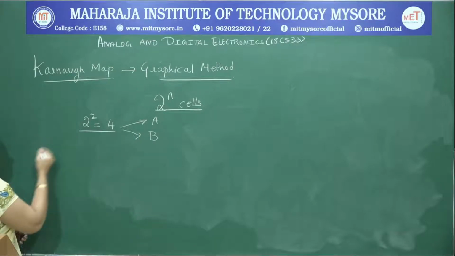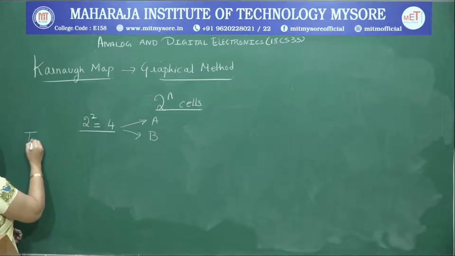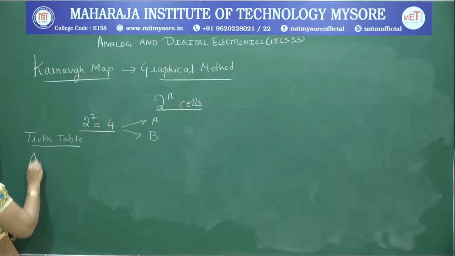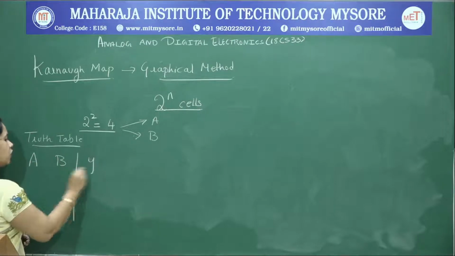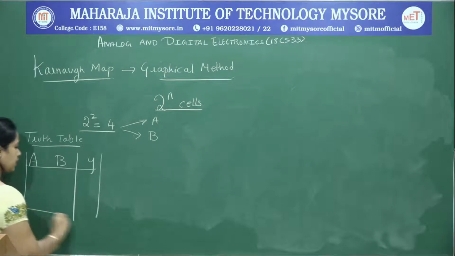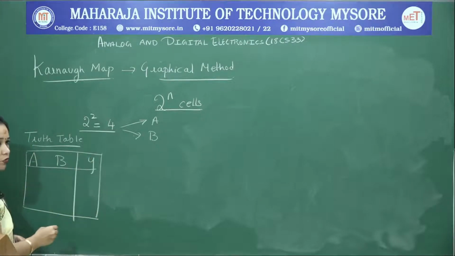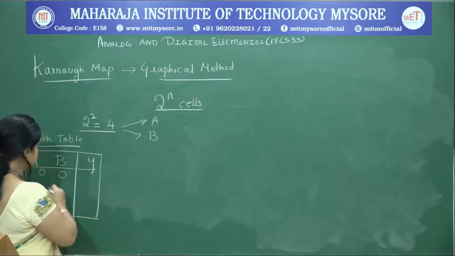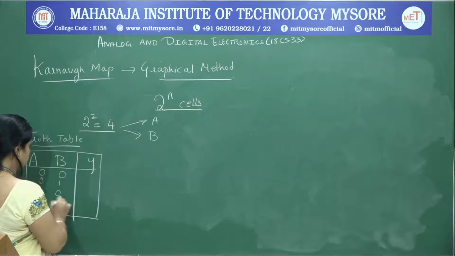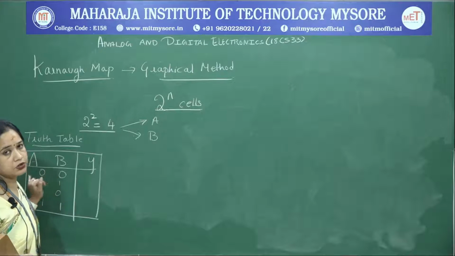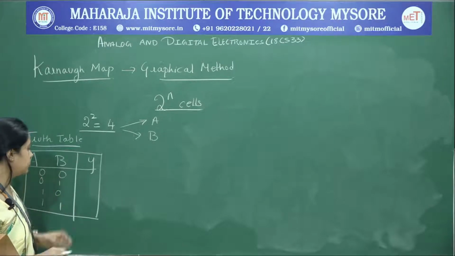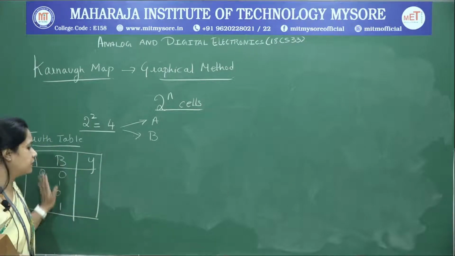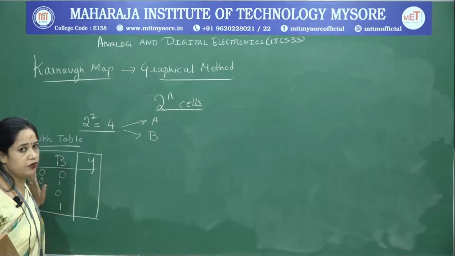If you write the truth table for this particular case, your truth table looks something like this. We have A, B, and let me call the output Y. A and B are the inputs and Y is the output. We write all possible inputs: 0 0, 0 1, 1 0 and 1 1. These are all the possible combinations of inputs for 2 variables. At this point, I am not worried about what the output is, because my intention is to write a K-map for a 2 variable expression.